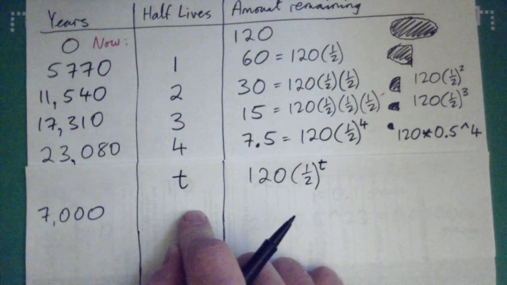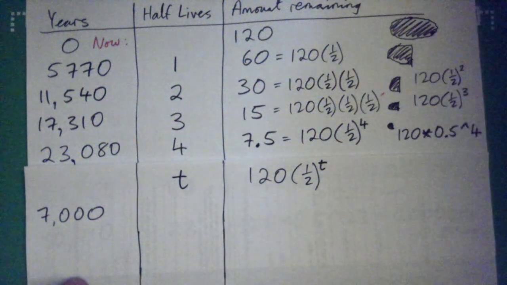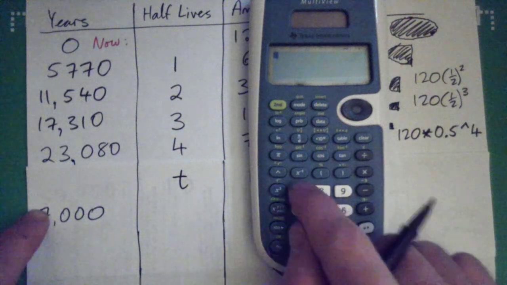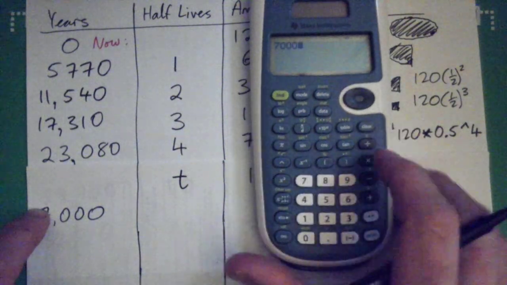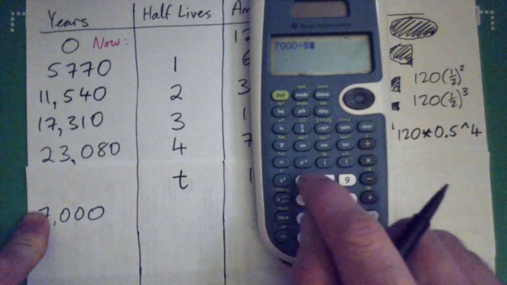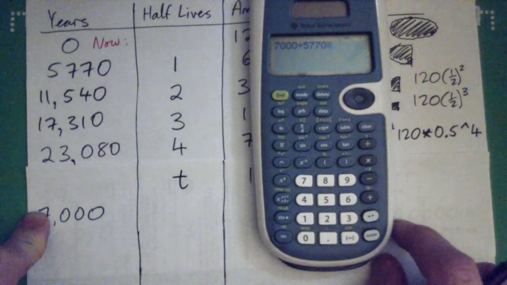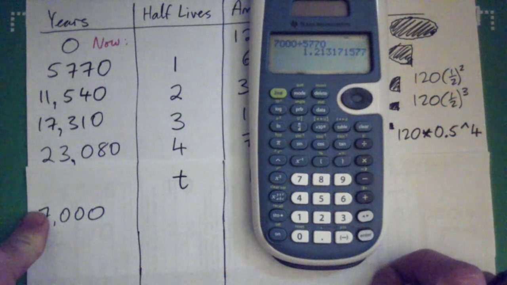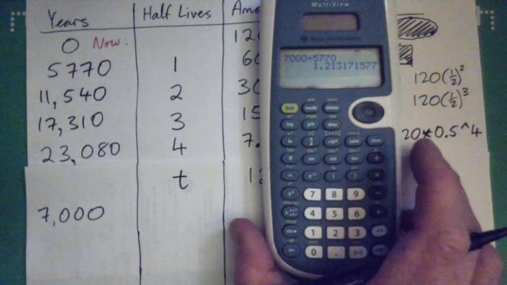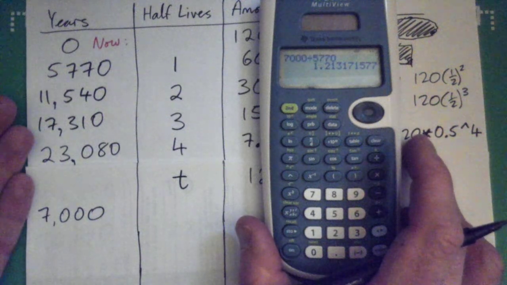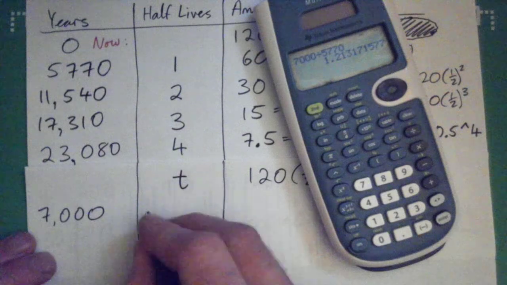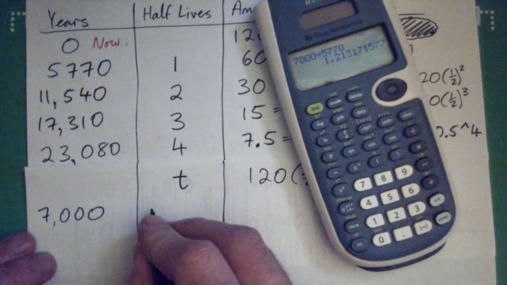Okay. Well, let me show you and see if it makes sense. What if we did this? What if we went in your calculator, go 7,000 divided by 5770, right? What does that give? Right, approximately 1.2. Does that make sense? So it's about 1.2 half-lives, right?